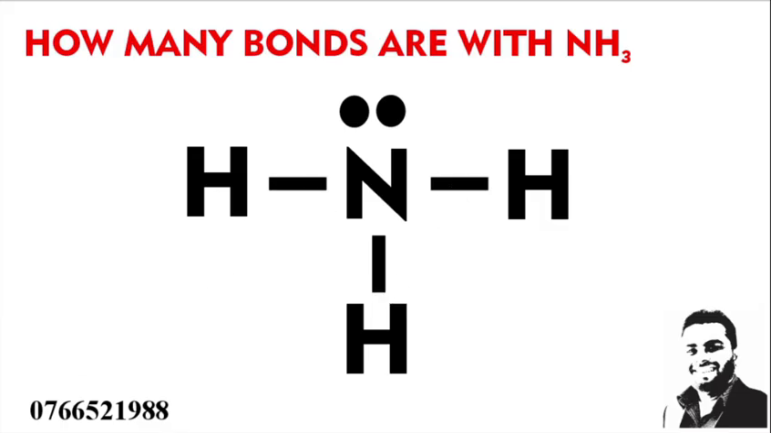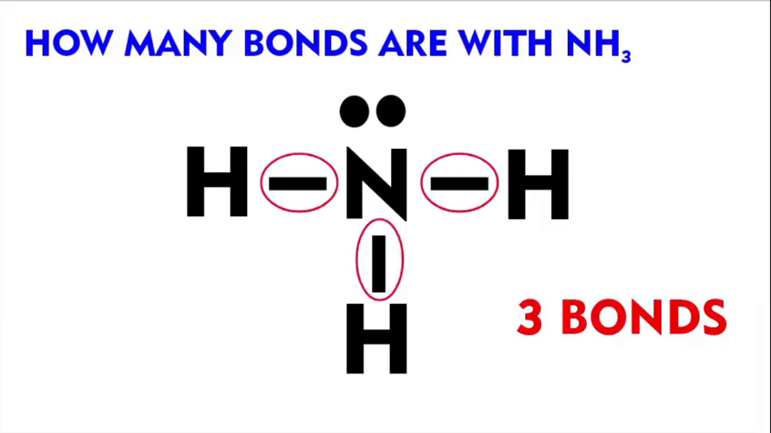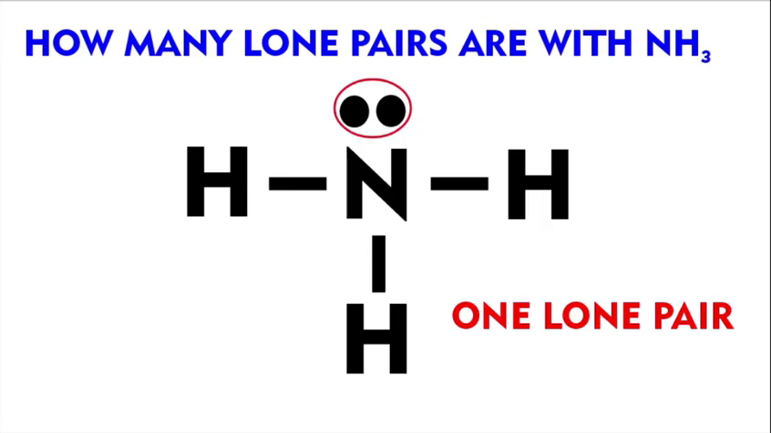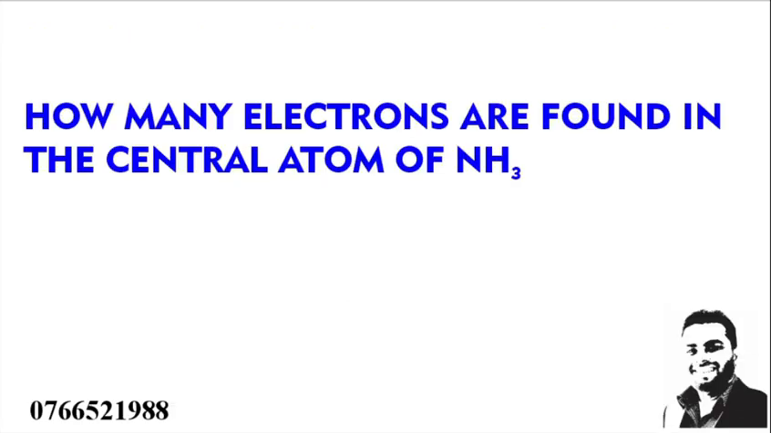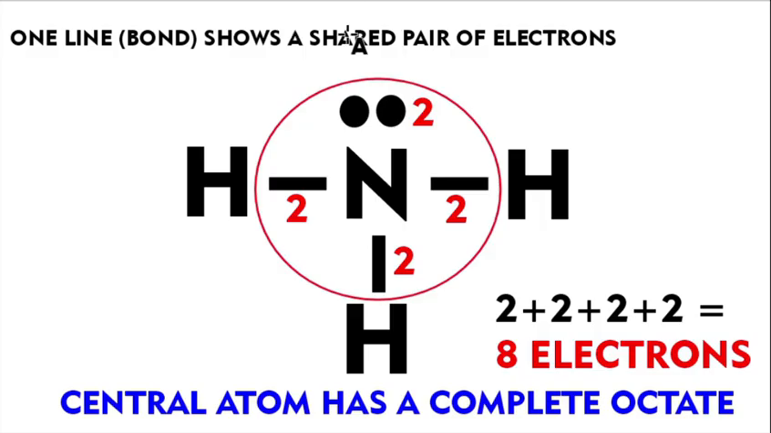So how many bonds are with NH3? 1, 2, 3. How many lone pairs are with NH3? So you see you have 3 bonds here with NH3, and 1 lone pair. Now the central atom is nitrogen. How many electrons are found with the central atom? Let's see.